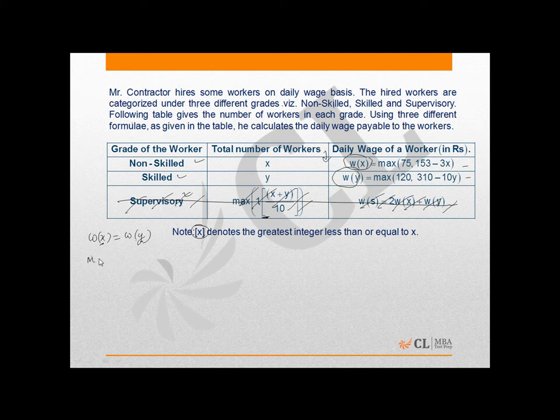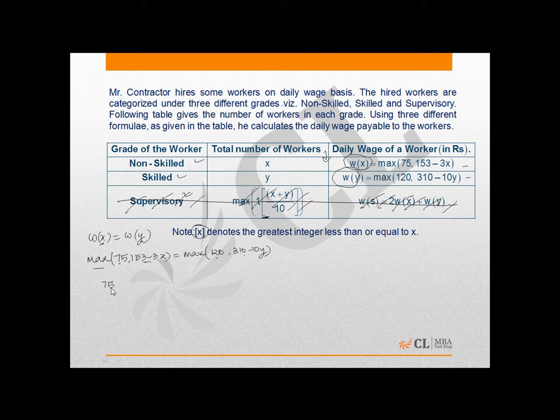So we have max of 75 and 153 minus 3x. This should be equal to max of 120 and 310 minus 10y. So we do not know which one is the maximum out of 75 and 153 minus 3x. And similarly on the RHS, we do not know which one is greater, 120 or 310 minus 10y.